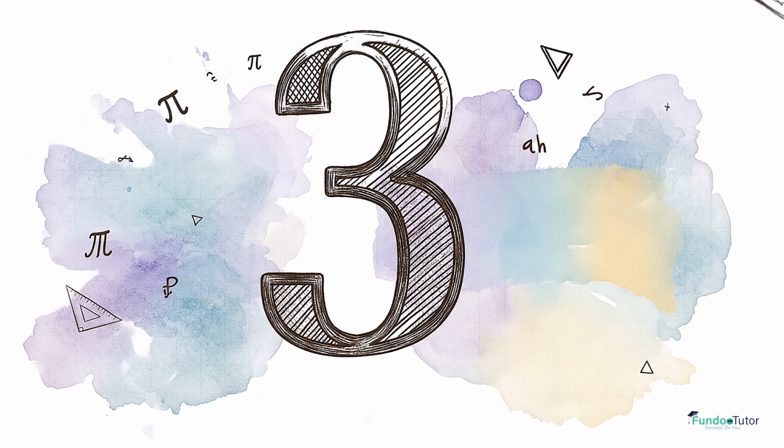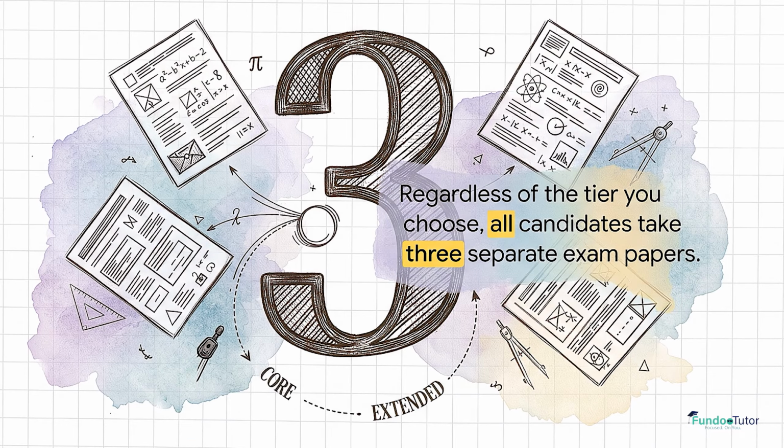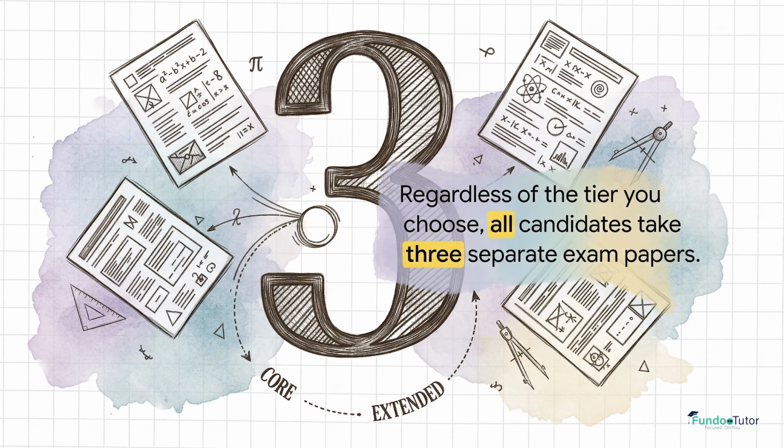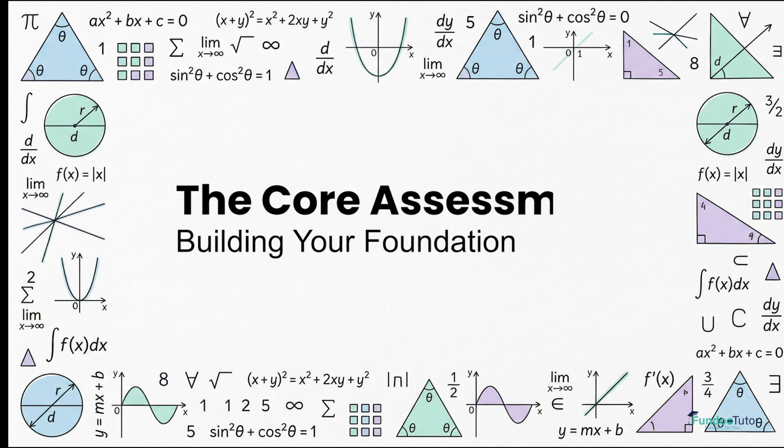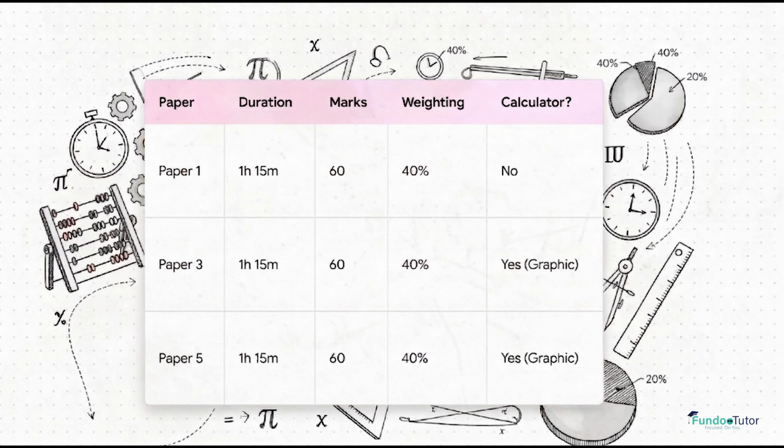Now, here's something that's the same for everyone. It doesn't matter if you pick core or extended, your final grade is based on 3 separate exam papers. The setup is the same for both, but believe me, the content and the difficulty of those papers are very different. Let's start by looking at what the core assessment involves. All right, the core assessment. As the name suggests, this is all about making sure you have a rock-solid foundation in all the essential math skills.